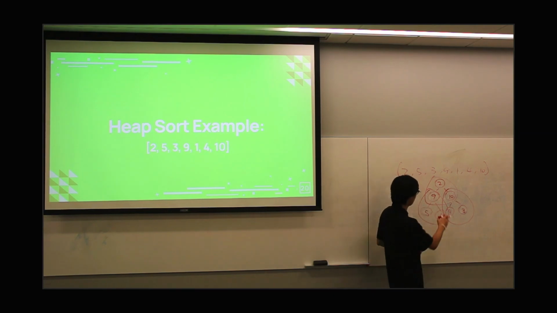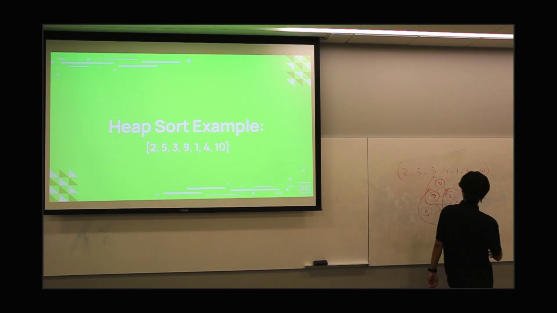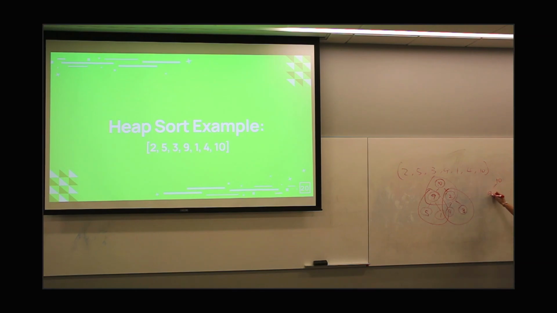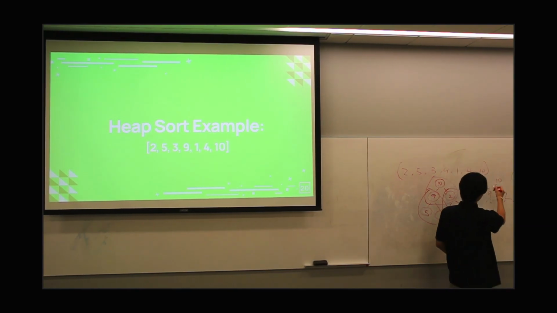10 gets to be on the top. I'm going to write this again just because there are too many circles here. 10, 9, 2, 5, 1, 4, 3. And this is what we call a max heap. So this structure right here is what we call a max heap.